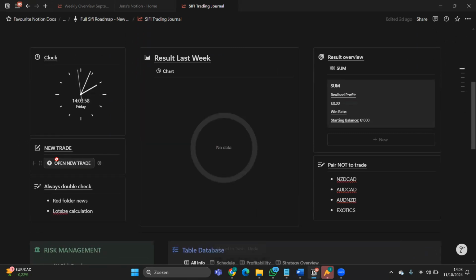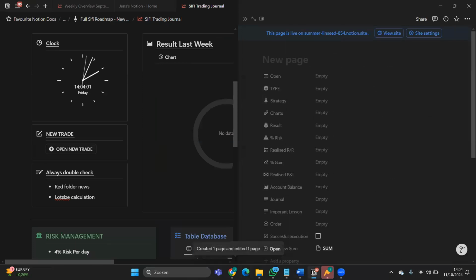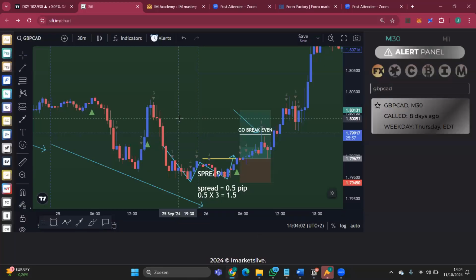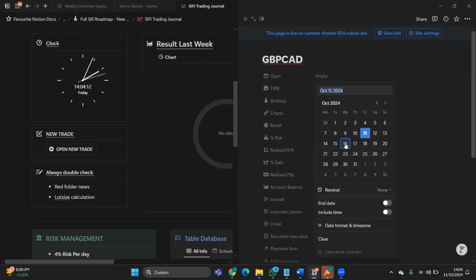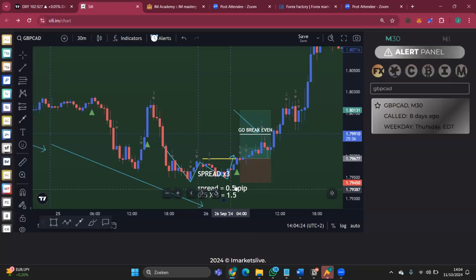What we do is we click on open a new trade. When we open a new trade, of course, we're going to look at what trade we're looking at. We're looking at GBP CAD. When did we open the trade? We opened the trade on the 26th of October, I believe. And if we include the time, it was at 5:30 in the morning. So where do I see that? If I just go over the chart, I'll see where the arrow is. At 5 in the morning is where the arrow started. This is the 30-minute time frame, so the next candle is at 5:30. That's where we entered the trade.